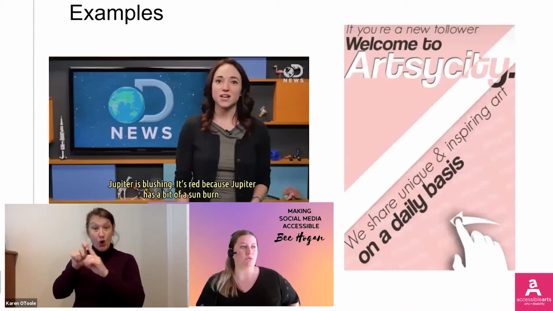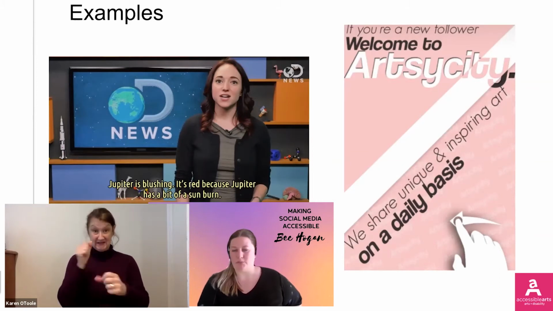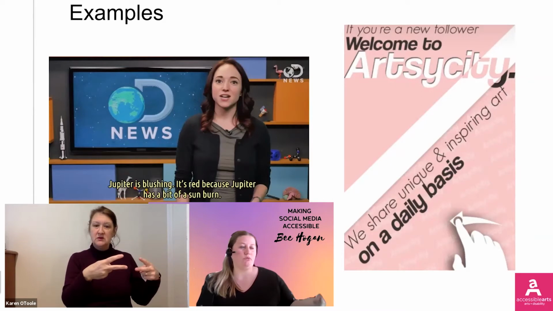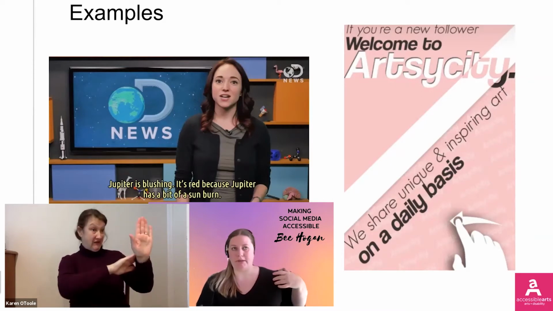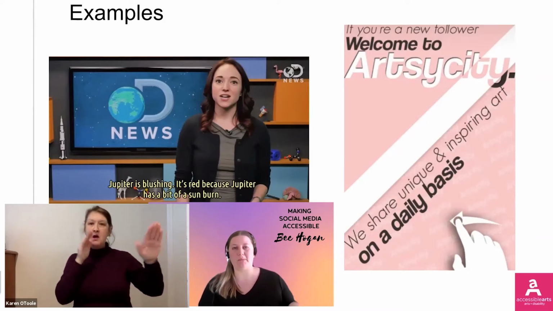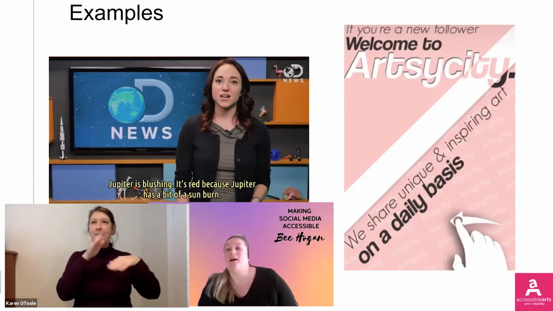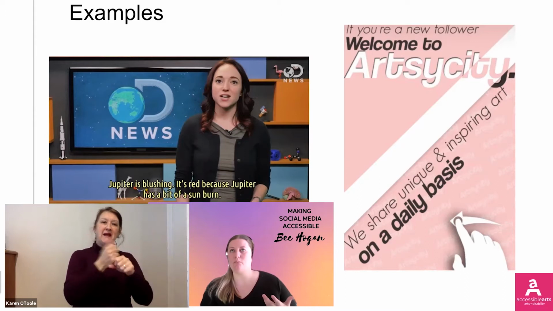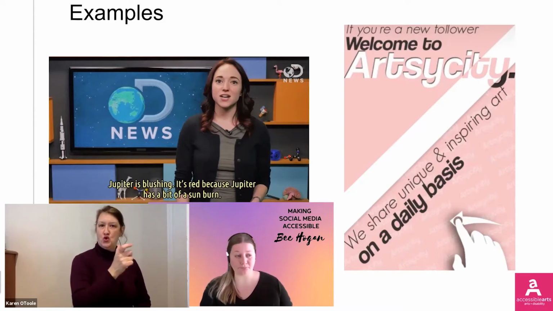So here we've got two examples. One is a very straight subtitle. She's talking about the picture on the left. It's a woman talking to the camera. She is talking about news. She's talking about Jupiter. She's making a joke, and it's heavily word-based.